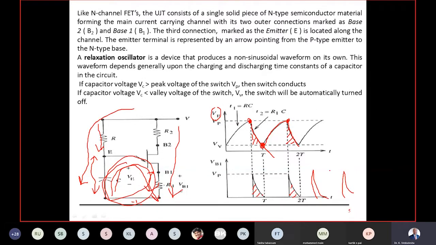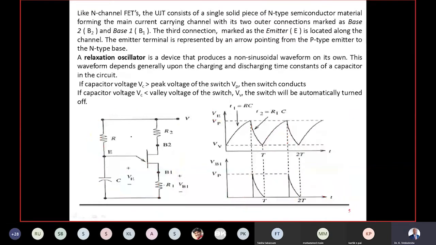So this spike is suitable for triggering your SCR, which means that if you give the voltage VB1 to the SCR gate terminal, it will be turned on. It will be turned on at this instant. We got a delay here, you can observe. At time t equal to 0, I don't have a pulse of VB1. After some time, I have a pulse. That is depending upon the RC elements.